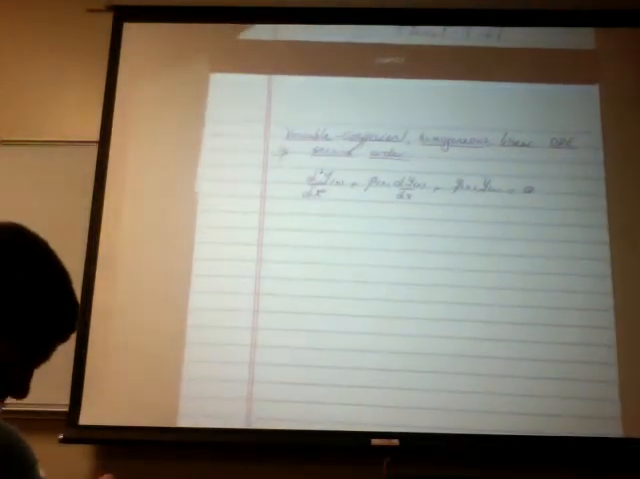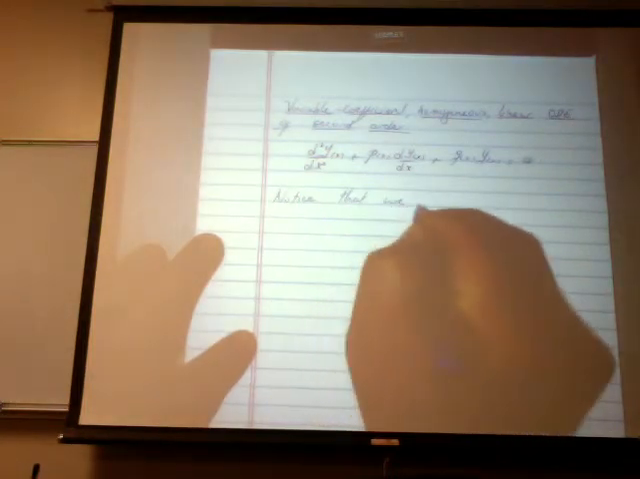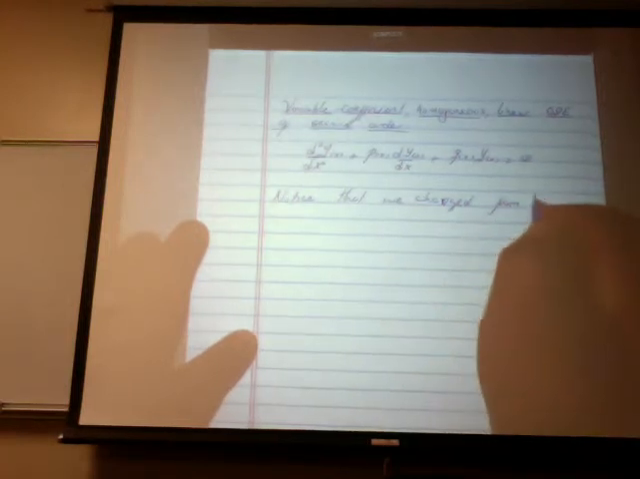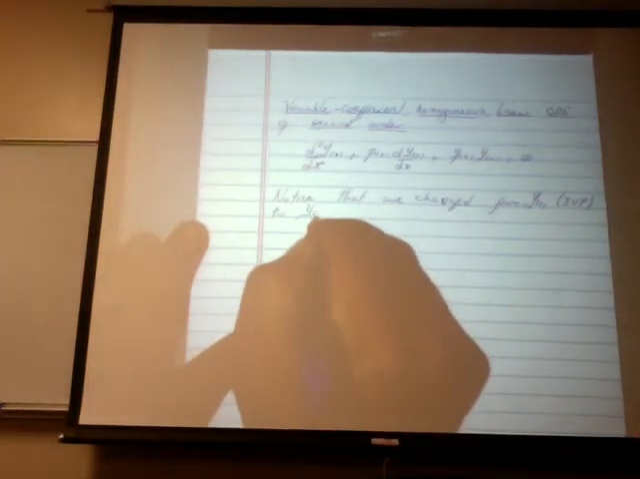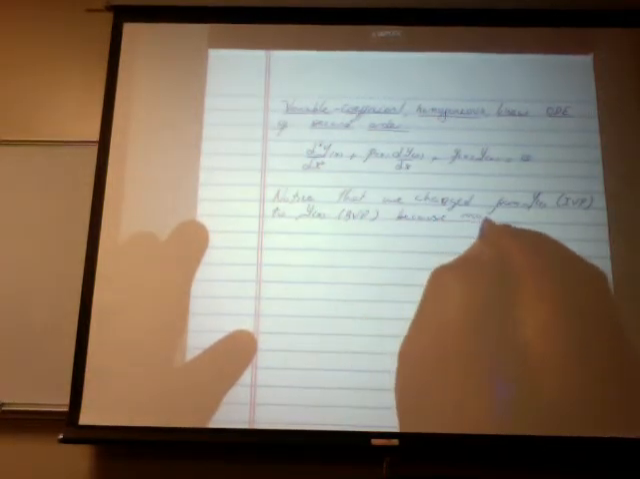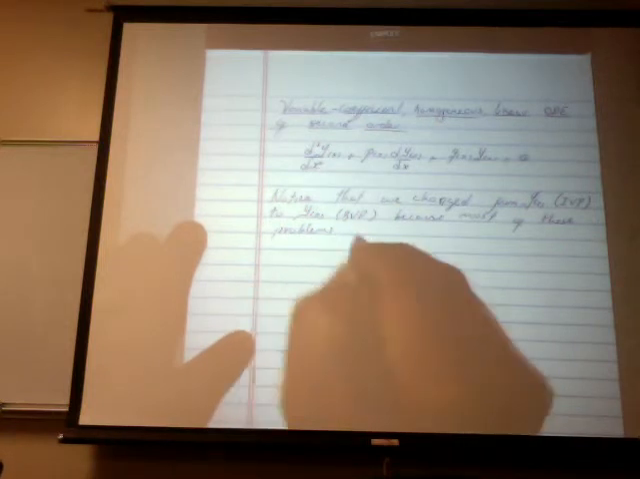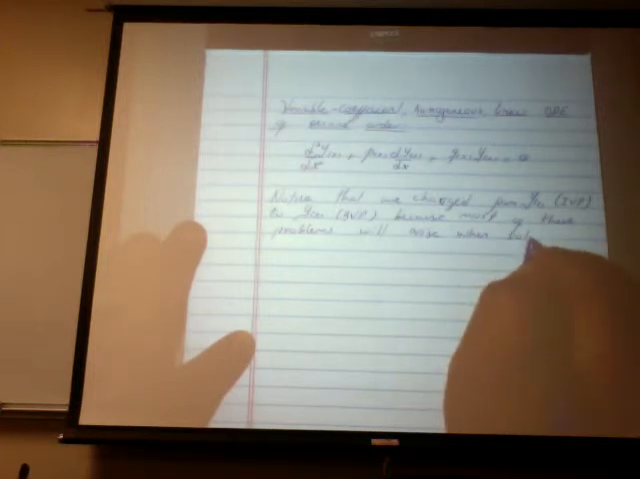So notice that we changed from y of t, which corresponds to an initial value problem, to y of x, which corresponds to a boundary value problem, because most of these problems will arise when solving BVPs.